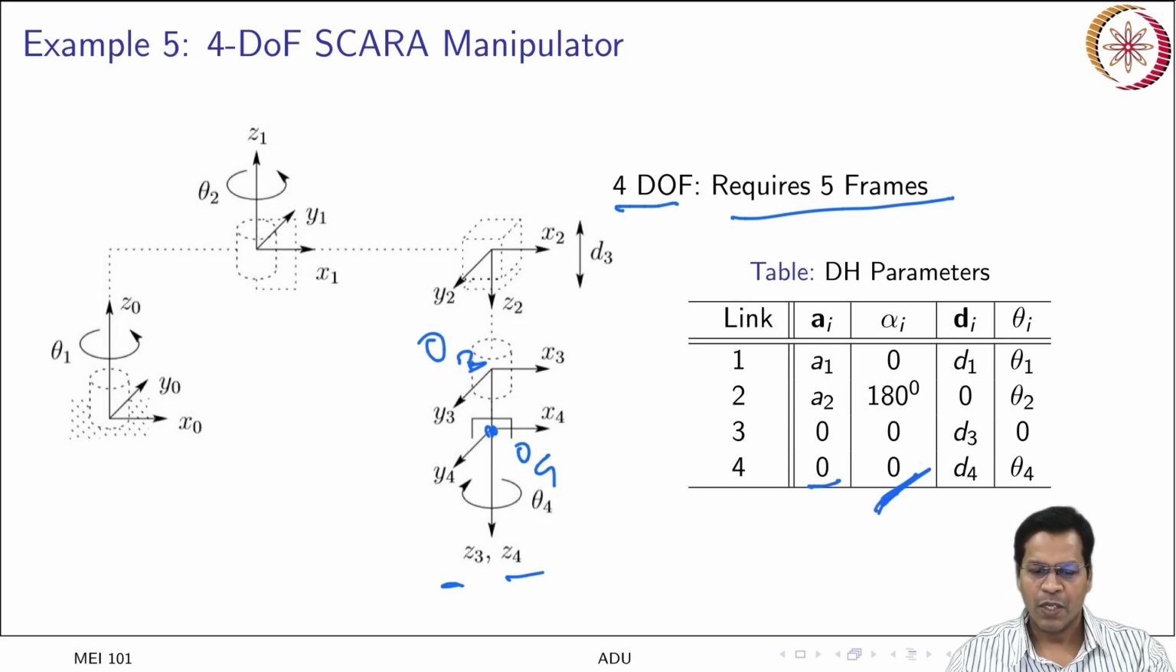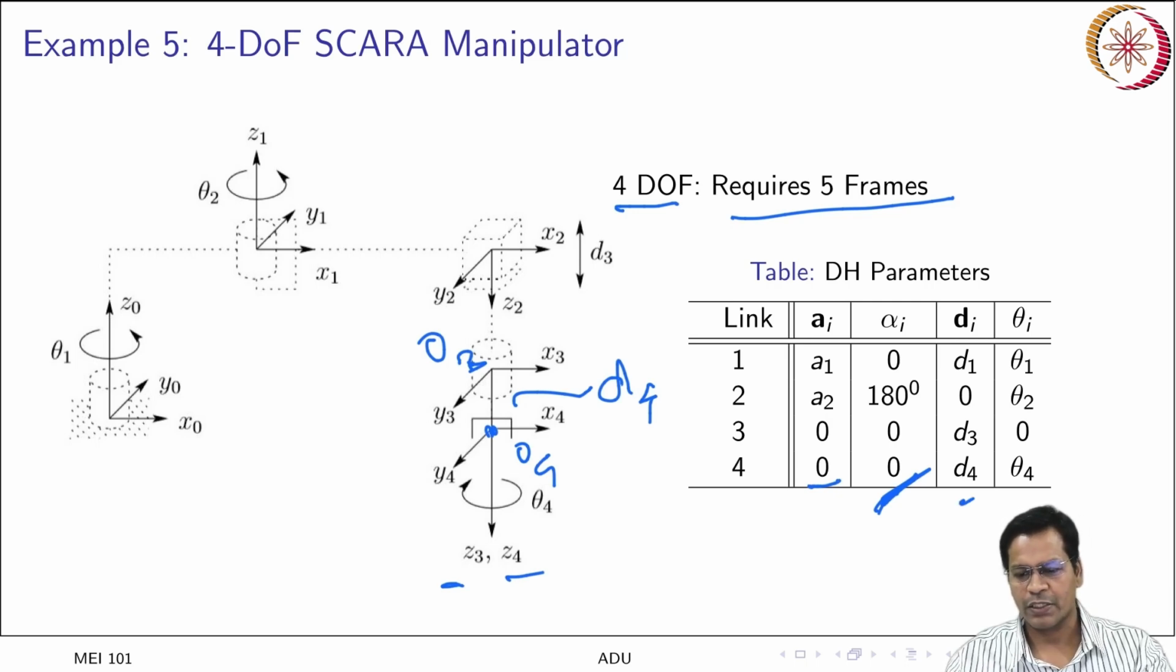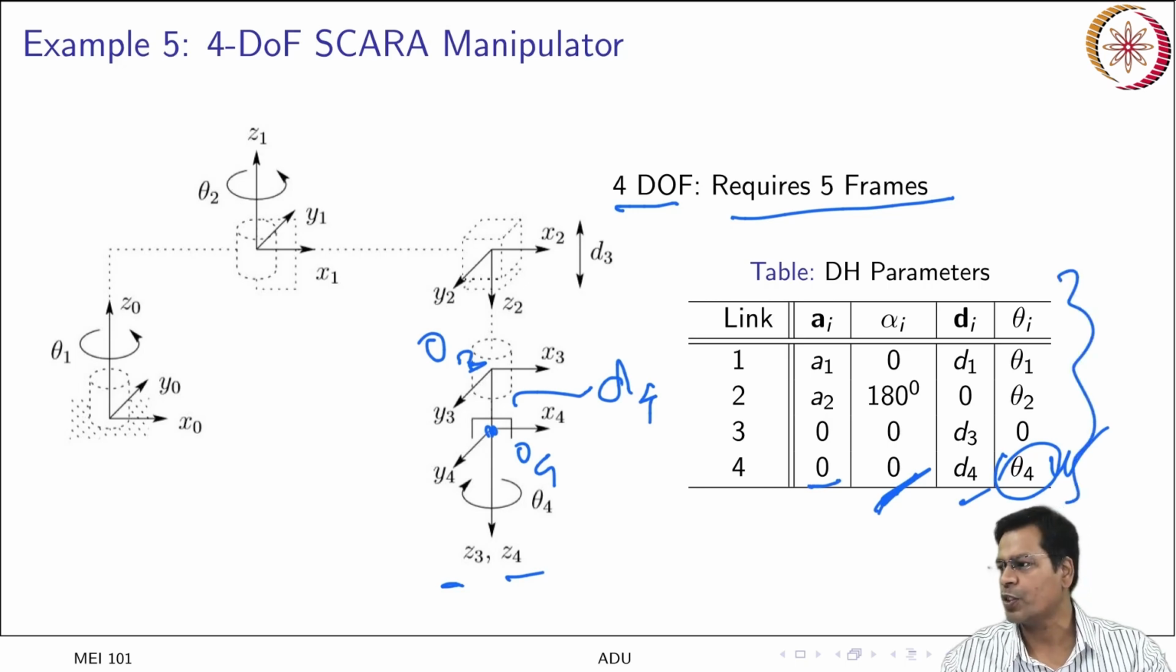It is 0. Again there is some distance between them, that is D4. That is basically the offset from O3 to O4 measured along Z. And finally this is a revolute joint, so theta 4 is the variable. So this is how this parameter table is put.